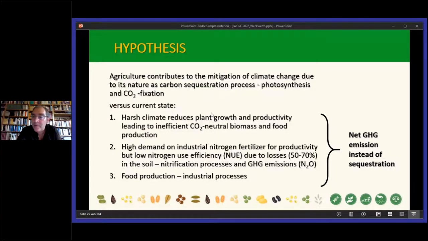The real world is different, unfortunately. So we have harsh climates and they reduce plant productivity, leading to inefficient CO2 fixation. We have a high demand of industrial nitrogen fertilizer for productivity. At the same time, a low nitrogen use efficiency by the plants due to losses of this fertilizer from the soil due to nitrification processes and greenhouse gas emissions. And the whole food production, the industrial processes, generate a lot of greenhouse gas emissions. So there is a net greenhouse gas emission instead of sequestration.